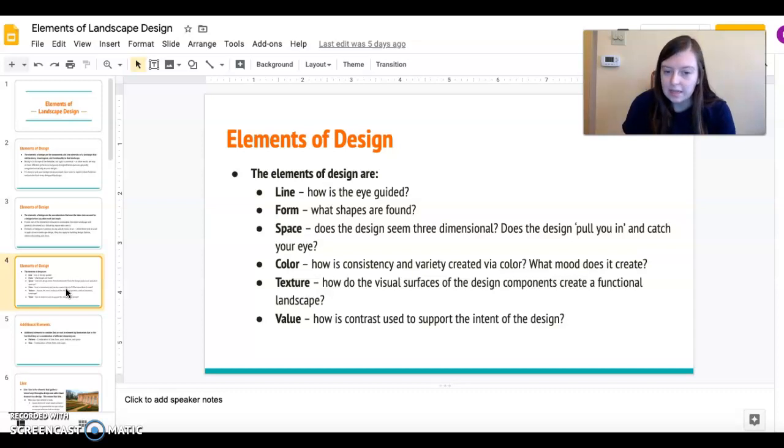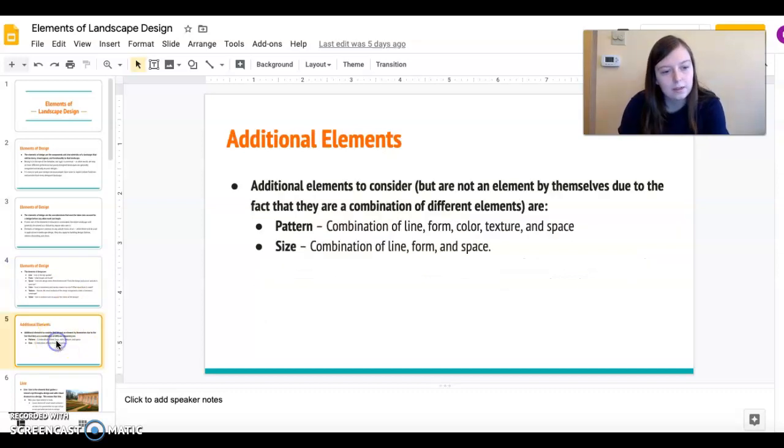Value is the last one. That's going to be how is contrast used to support the intent of the design. So you don't want, again, like I just said, the same colors over and over again. You want to have a variety of different things going on in your landscape.